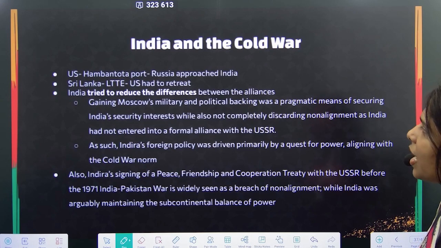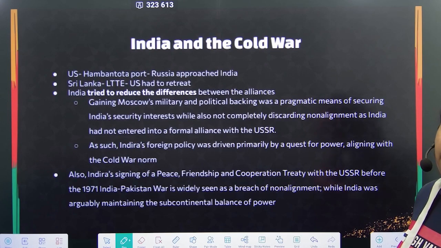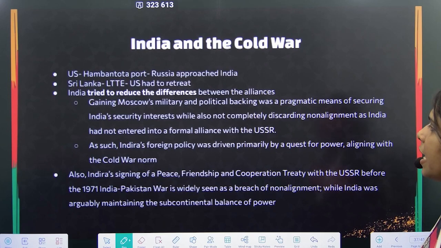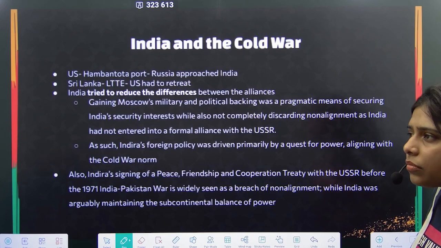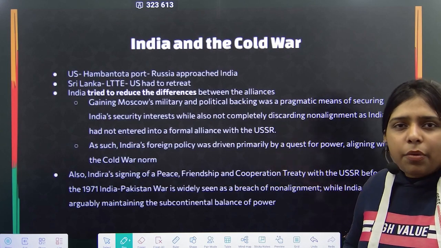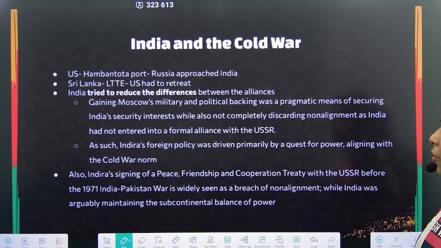Okay, see, gaining Russia's military and political backing was very important for India to secure its interest. Okay, but simultaneously, India could not make the US its enemy. Okay, so Indira Gandhi's foreign policy was driven by a quest for power, aligning with the Cold War norm, but simultaneously, Jawaharlal Nehru and Indira Gandhi were smart enough not to align with any power, at least not to explicitly align with any power.